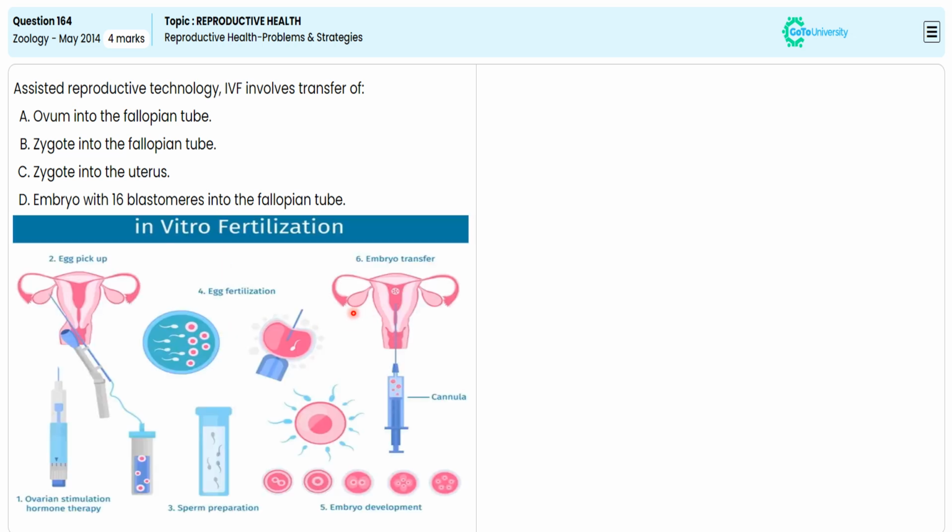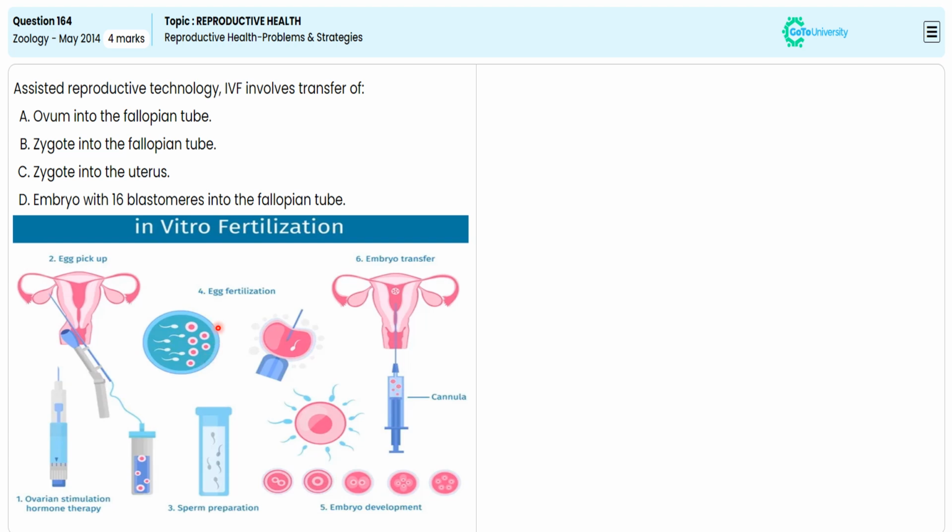In this picture, we can see how in vitro fertilization is executed. After the collection of the sperm and the egg, they are allowed to get fertilized in a specific nutrition medium by maintaining optimum conditions so that the fertilization facilitates proper zygote formation. That zygote is introduced into the fallopian tube.